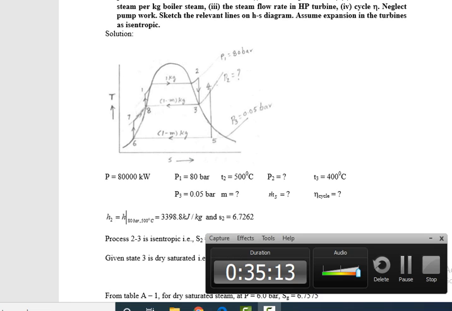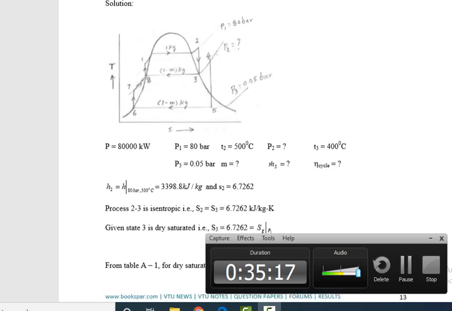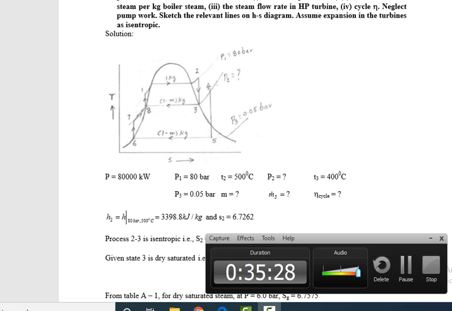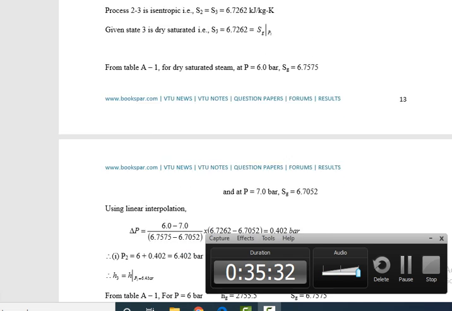Therefore, the line from S6 to 7 is perpendicular to that one, entropy. And you have to consider pump work is neglected. Therefore, enthalpy is the same. Therefore, S7 equal to S6. At the same time, you can consider for the WP1, H1 equal to H8. Again, the pump work is neglected. Therefore, H1 equal to H8.